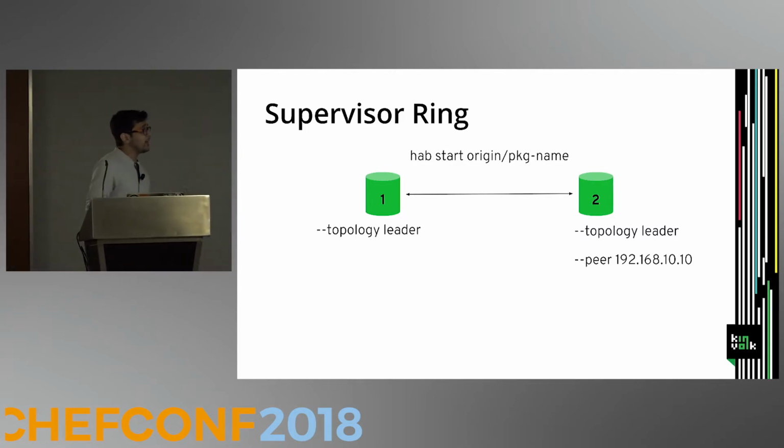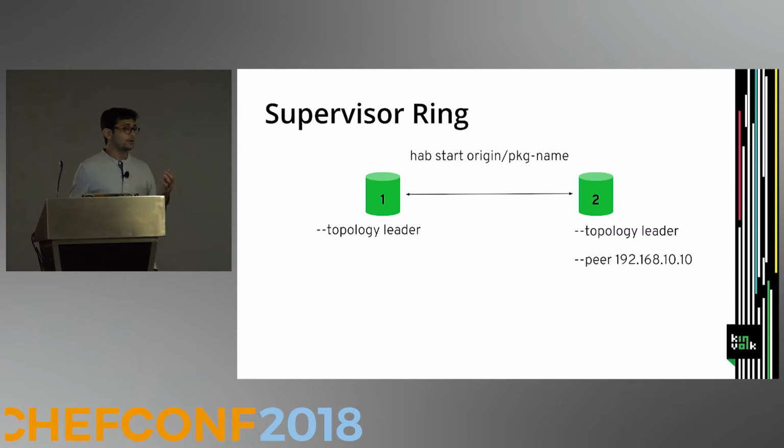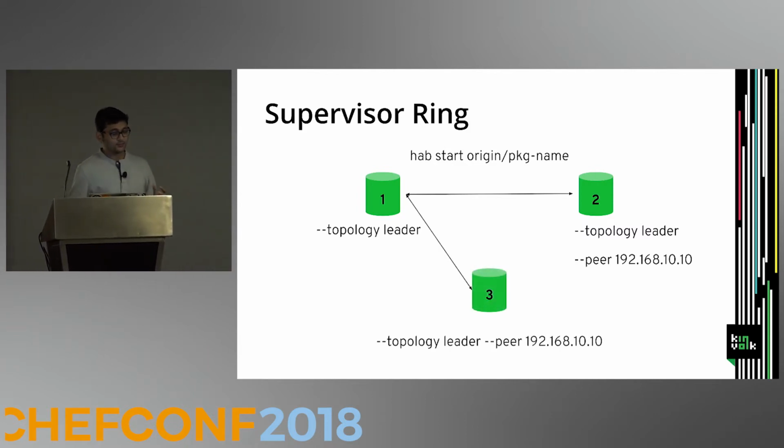And you might not be happy with just 2, so you might want 3 for a minimally fault-tolerant system. That's when you start the third supervisor, and this starts talking to the first because it knows the IP address of the first supervisor. Now, the supervisors use a gossip protocol to spread information amongst themselves, and that's when it can also be made aware of the second supervisor, thus forming what's called the supervisor ring.